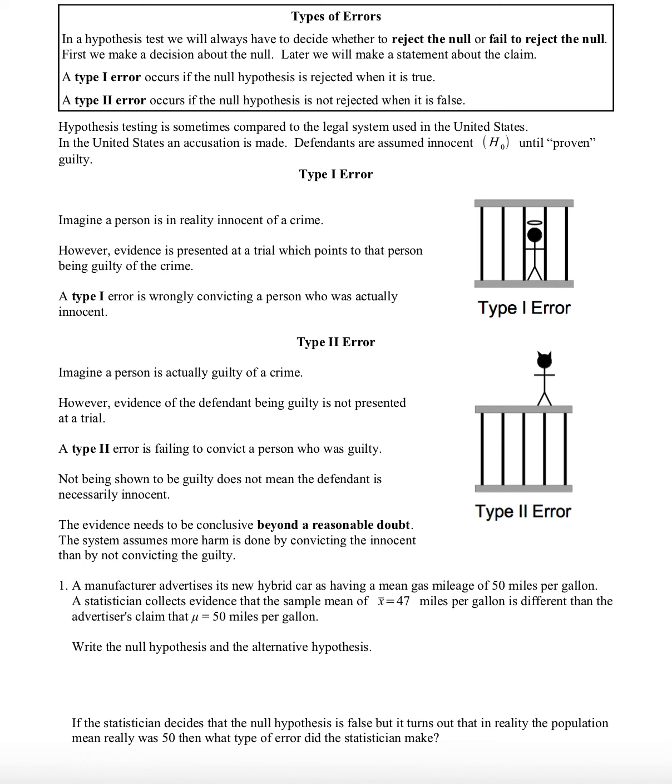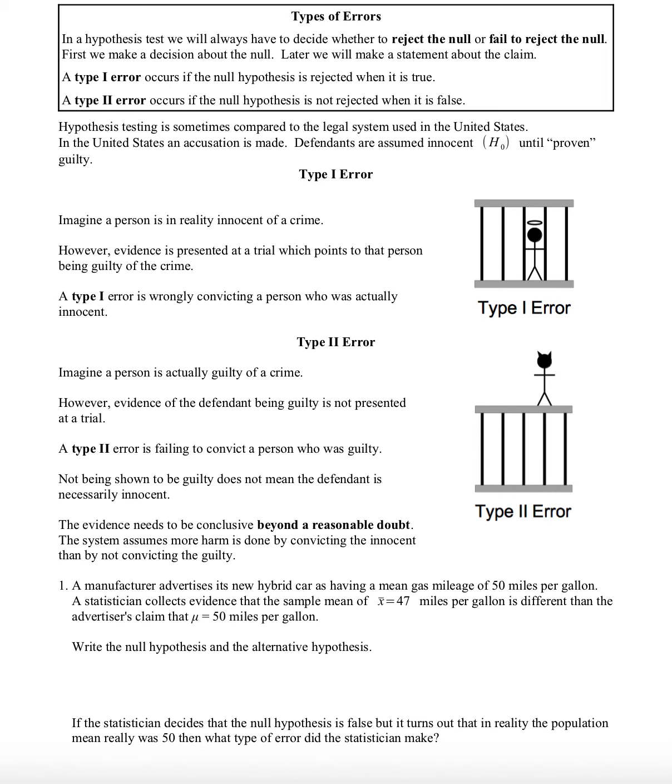In the United States justice system, an accusation is made, and defendants are assumed innocent until proven guilty. Let's look at an example of a type 1 error. Imagine a defendant is actually innocent of a crime. Evidence is presented at trial, though, which points to the person being guilty. So a type 1 error would be wrongly convicting a person that's actually innocent.